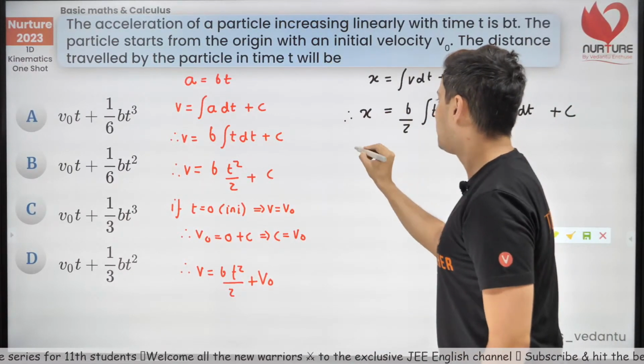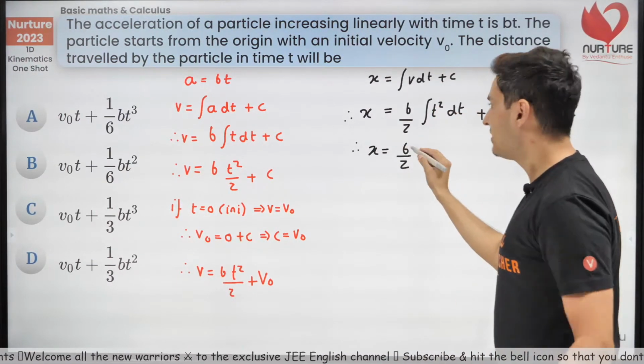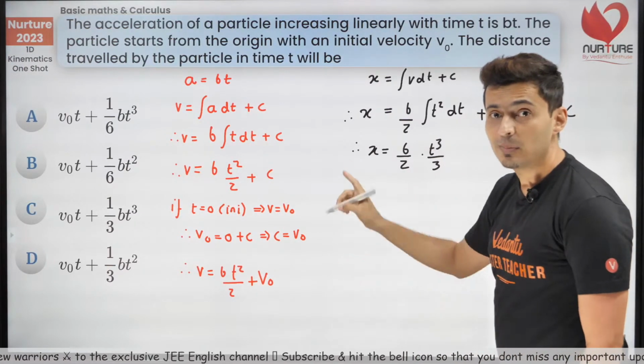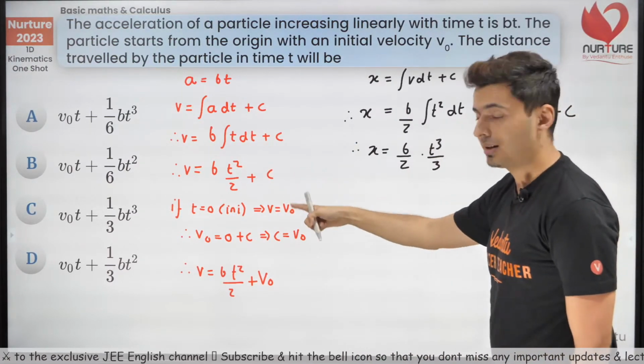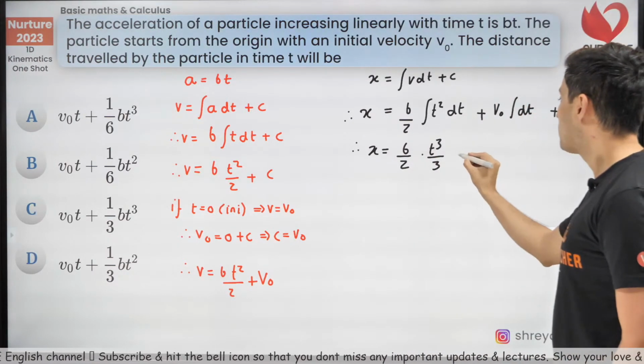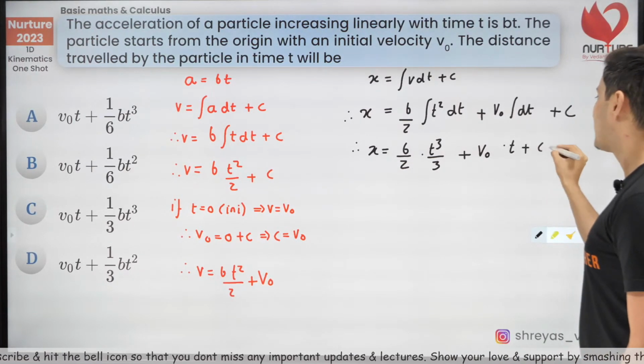Now the next step, integrate. So this is b by 2. T square's integral is nothing but t cube by 3. Oh, by the way, I'm going the indefinite way because I'm putting that constant. I could have done it by definite also, the answer will be same. Plus v naught, integral of dt is just t, plus c.